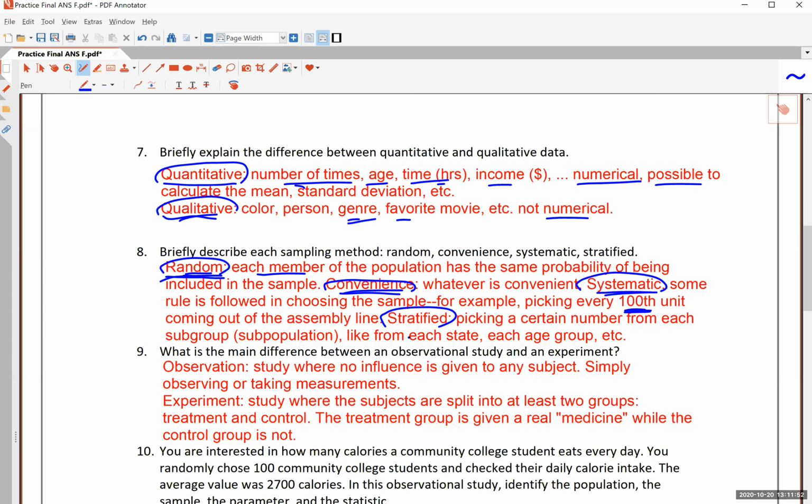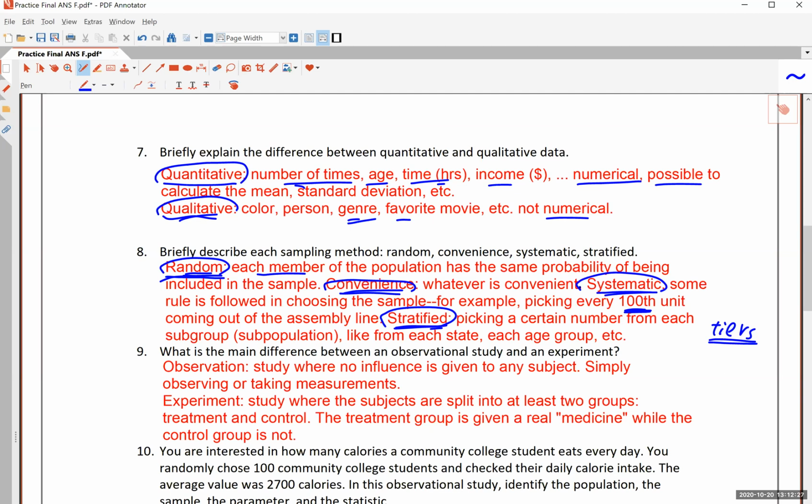And then finally, the stratified, it's based on the word strata or stratum, and that means grouping or tiers, that kind of tiers. And so it's picking a certain number of people or subjects from each subgroup, like picking 10 families from each state, or picking 5 people from each age group, and so on, so that you can make sure that every subgroup is represented in the sample. That would be called the stratified sampling method.